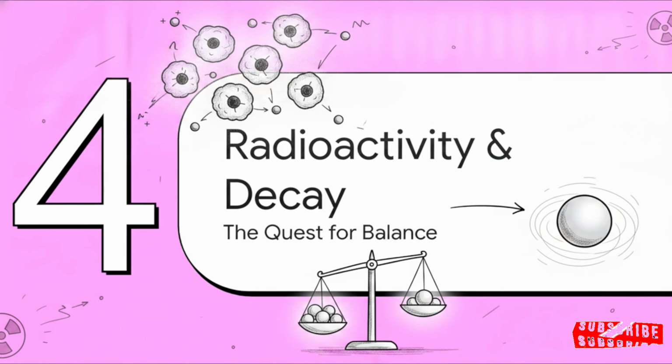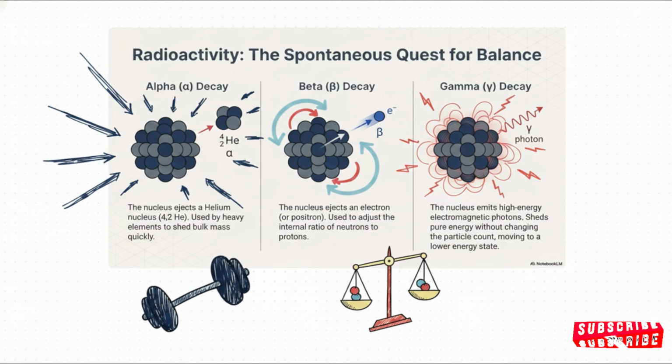Which brings us to Section 4, Radioactivity and Decay, the Quest for Balance. Since not every nucleus gets to be iron, plenty of them are stuck in this really unstable state. You can think of radioactivity as a relatable, spontaneous quest for an unstable nucleus to finally find some balance. Basically, there are three main ways a nucleus can go on a diet to reach stability, and you absolutely must know the differences between them for your test.